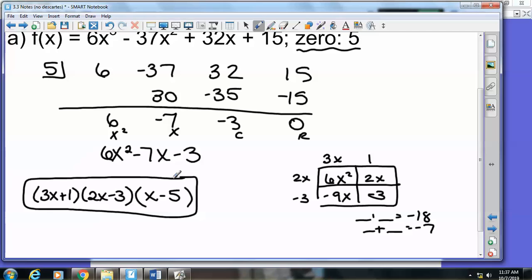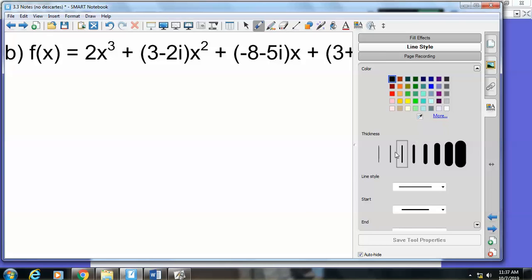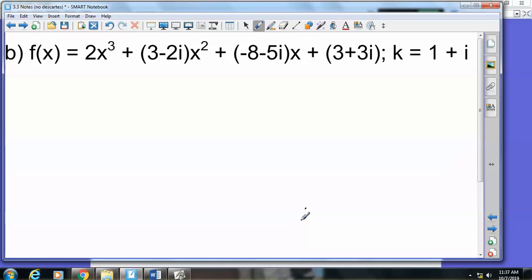Let's look at the next one. So we did a synthetic already today with an i. We're going to try another one now. If I give you the k value or the 0, that is what goes out in the box. My coefficients here were 2, 3 minus 2i, negative 8 minus 5i, and 3 plus 3i.